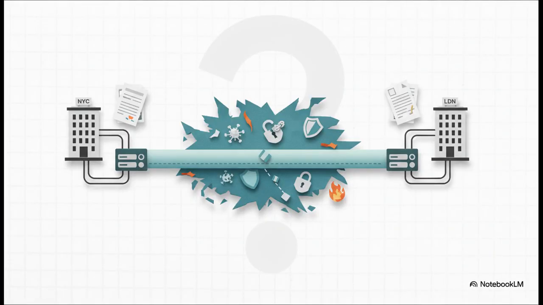So picture this, because it's a super common problem. You've got an office in New York and another one in London, and they need to talk to each other like they're plugged into the same wall, right? Sharing files, accessing servers, the whole deal. But what's between them? The massive, public, kind of wild internet. So how in the world do you build a private, stable bridge across that public chaos? Well, that's the exact puzzle we're going to solve today.